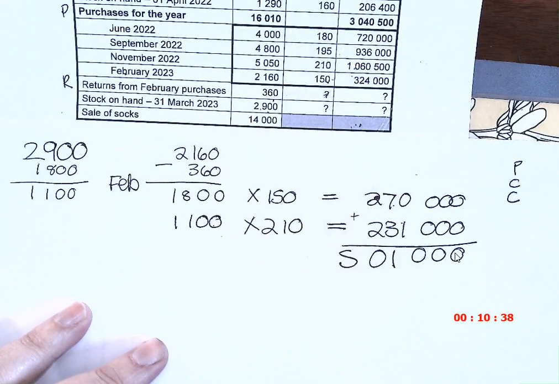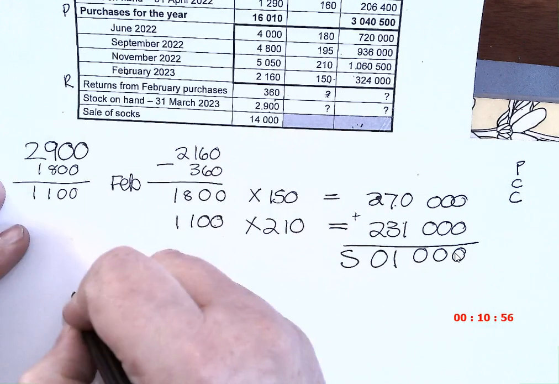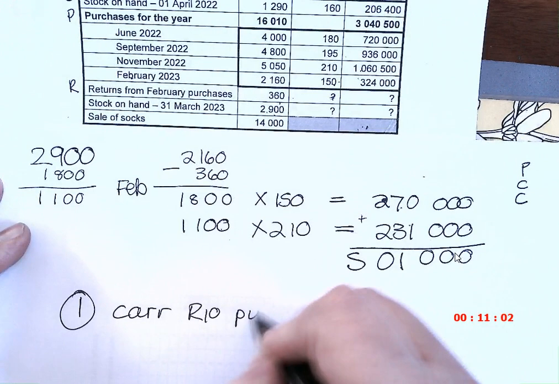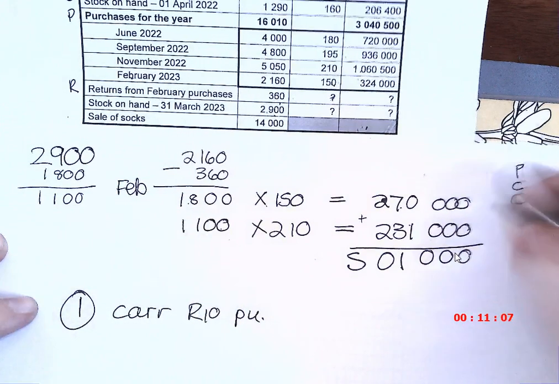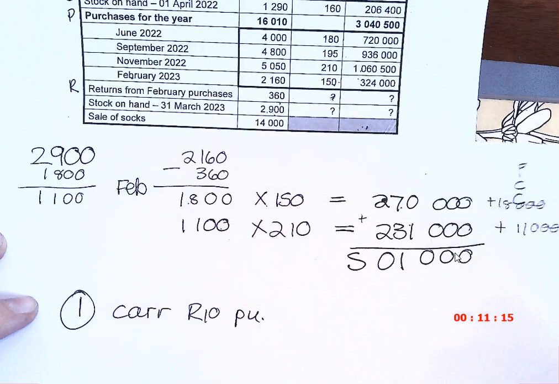You had a question? I will add it to the purchase price. So let's say they can give it one of two ways. Let's say we put in carriage here. We say carriage is 10 Rand per unit. Then I would say 1,800 times 10. So I would add 18,000 here. And I would add, what is this, 11,000 here. Does that make sense?